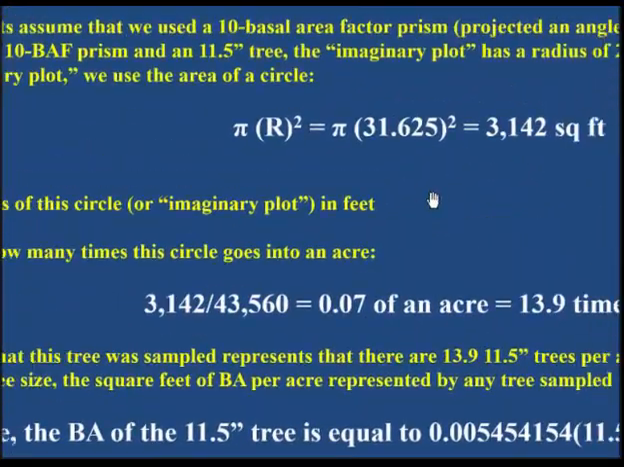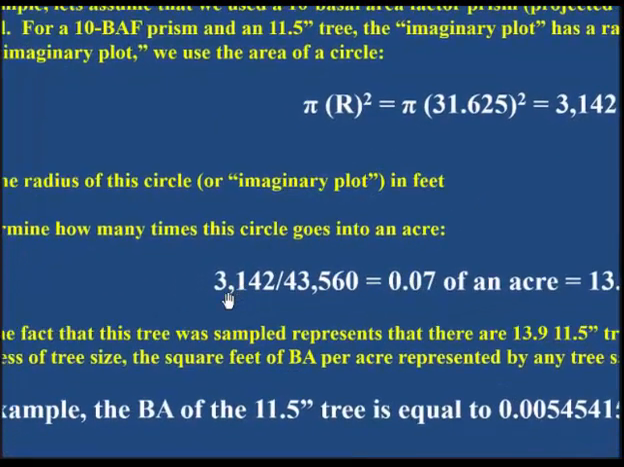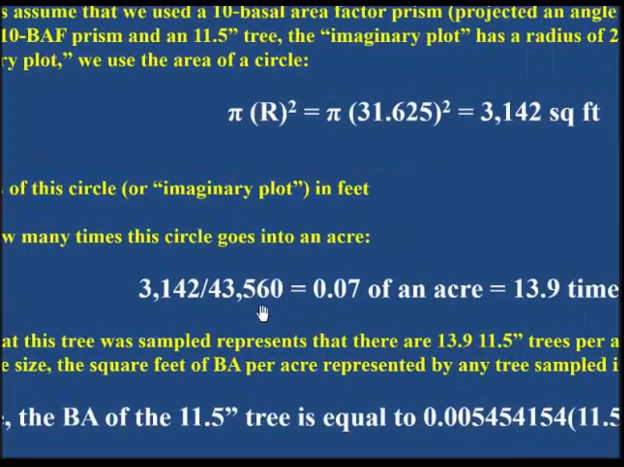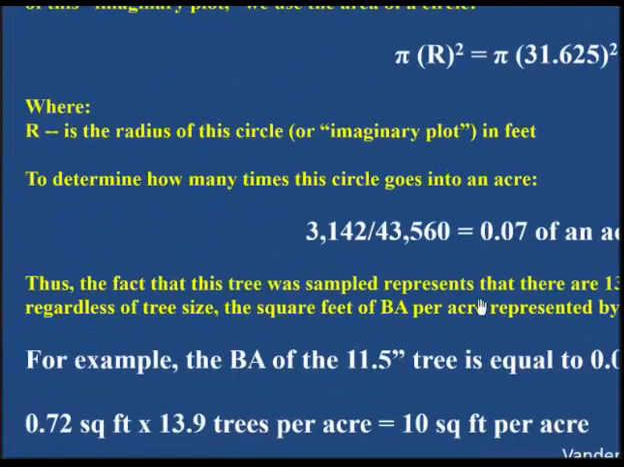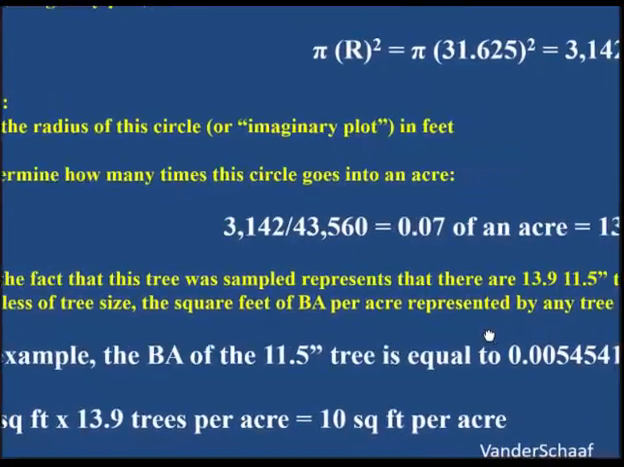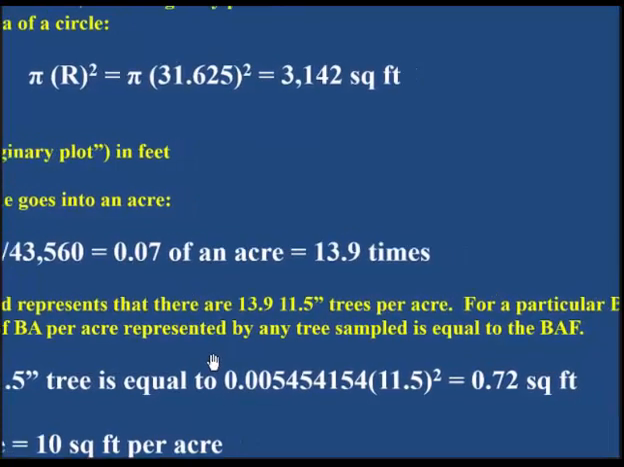So how many times does this imaginary plot with the square footage of 3,142 go into an acre? Well, it's 3,142 square feet divided by 43,500 square feet per acre. That's 0.07 of an acre. And if we take 1 divided by 0.07, it's 13.9. Thus, the fact that this tree was sampled represents that there are 13.9 11.5 inch trees per acre.